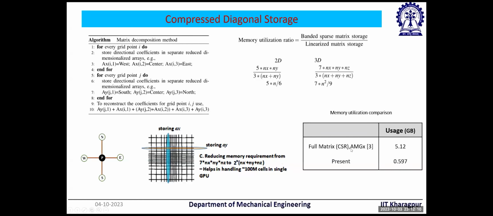Through that, the red-black SOR that we have formulated requires a very small amount of memory, around 0.597 gigabytes, whereas the CSR or diagonal storage required 5.12 gigabytes of memory. This is for one particular example. So when we use some of the optimized solver packages, we actually encounter more memory usage. Rather, our in-house code with this diagonal storage can work with a lesser memory requirement.